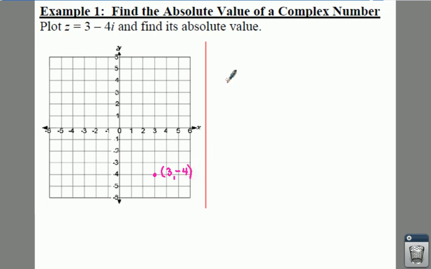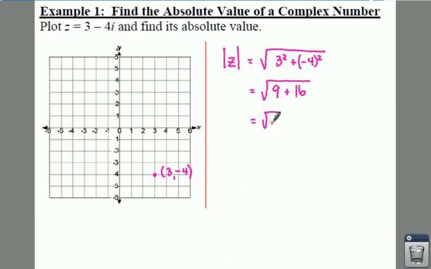So then to find the absolute value of z, what we're going to do here is just find the square root of 3 squared plus -4 squared. So I have a square root of 3 squared is 9 plus 16. Don't forget that -4 squared is always positive. So you get a radical 25, which is 5.